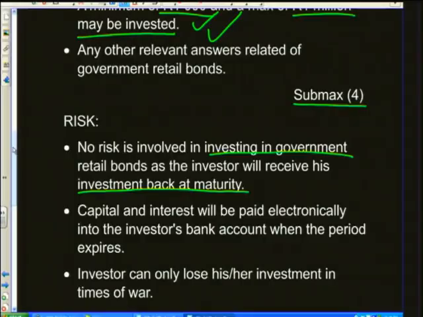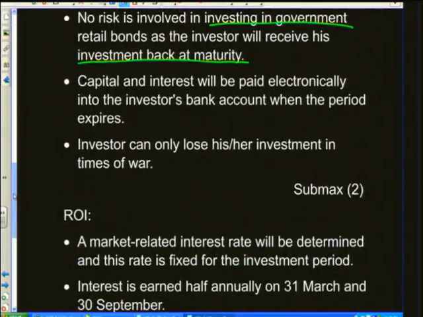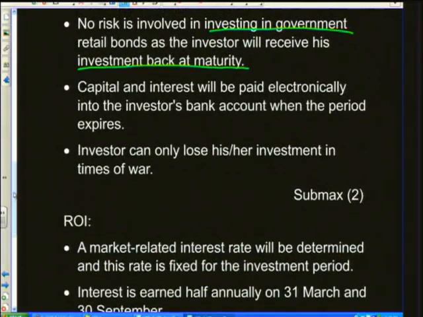All right. So capital and interest will be paid electronically into the investor's bank account when the period expires. Okay, so they'll say, give us your bank account details. You give them your bank account details. They will then put the money into your bank account, so you don't have to worry about walking around with large sums of money. It's all electronic, so you have your money and it's safe. No one can steal it from you.